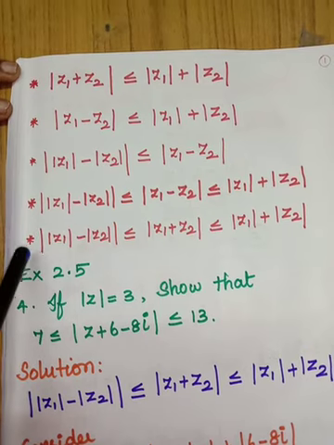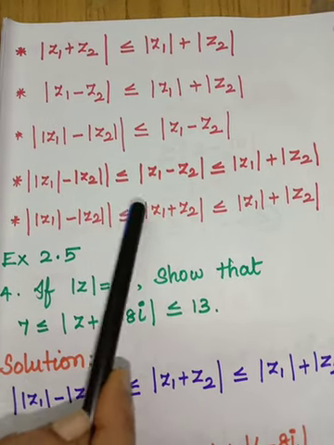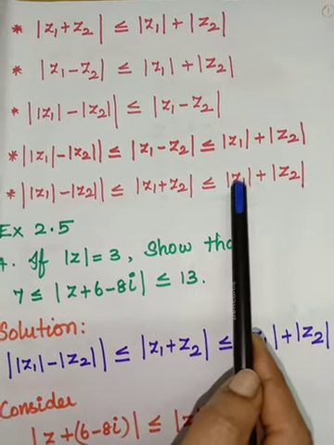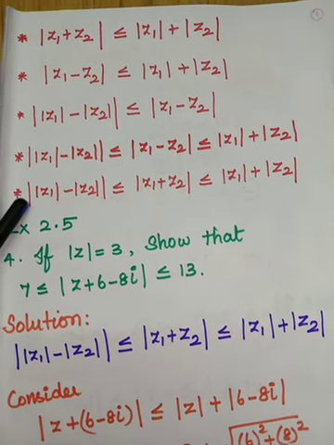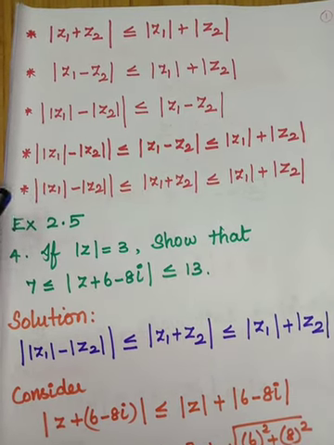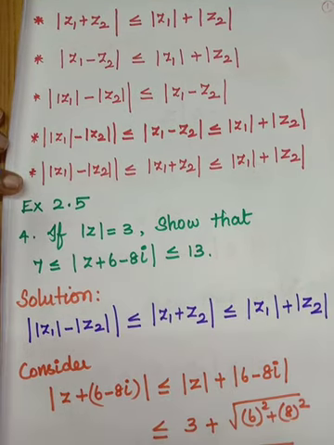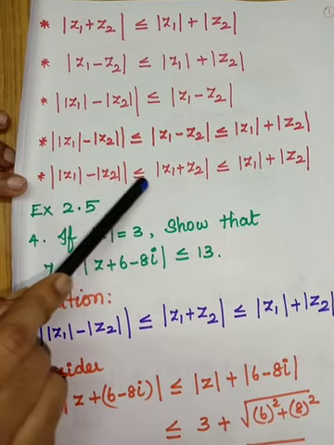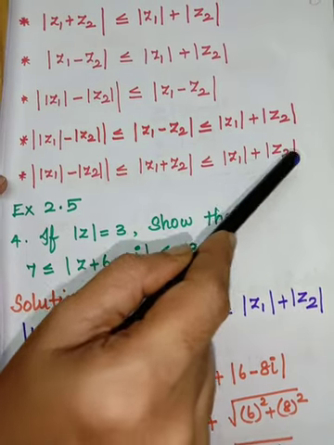Yesterday, in the previous class, we also saw that modulus of z1 minus modulus of z2 is less than or equal to modulus of z1 plus z2, which is less than or equal to modulus of z1 plus modulus of z2. This is the result we are going to use today in doing problems. To find the greatest and lowest value of a complex number expression, it has to be done using this formula. So this result is very important: modulus of z1 minus modulus of z2 is less than or equal to modulus of z1 plus z2, which is less than or equal to modulus of z1 plus modulus of z2.